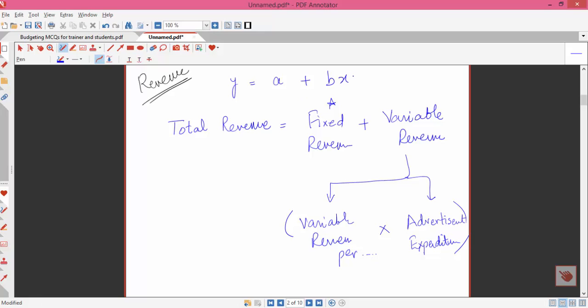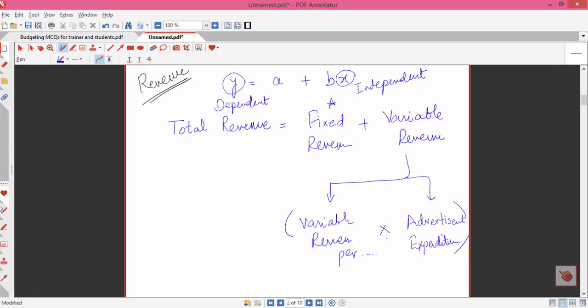Again, if you see here, my total revenue is dependent on this variable, which is the advertisement, right? The more advertisement I do, the more revenue I will get.